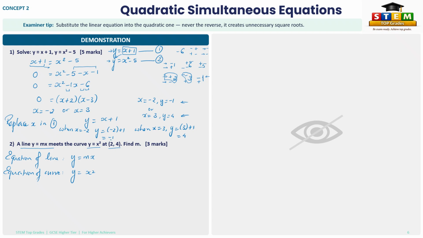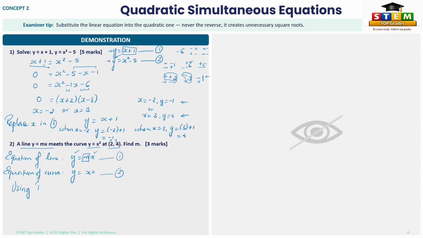So x and y. If we know the value of x and the value of y, we should be able to get the value of m. Now that equation is actually more useful than equation 2, because equation 2 does not have m. So we're going to be using equation 1.